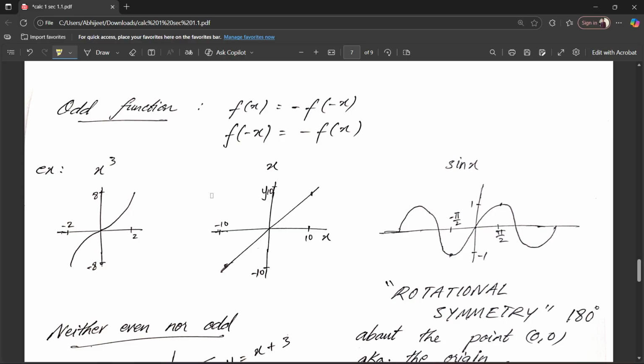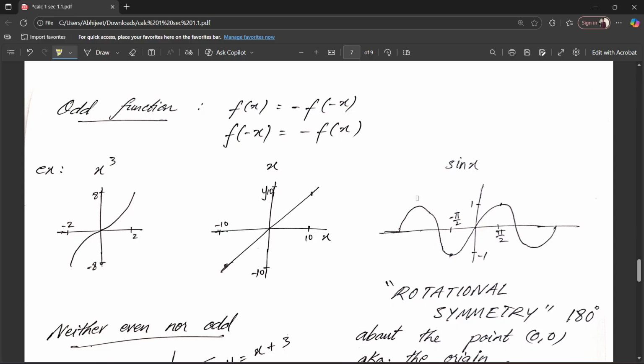Examples of odd functions are x cubed, which looks something like this. 2 cubed is 8, but minus 2 cubed is minus 8. y equals x, which is called the identity function. When x is 10, y is 10. When x is minus 10, y is minus 10, meaning the negative of the first output.